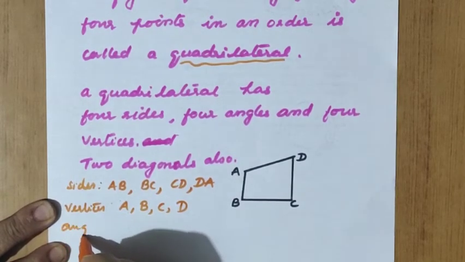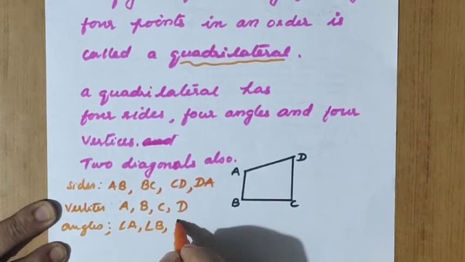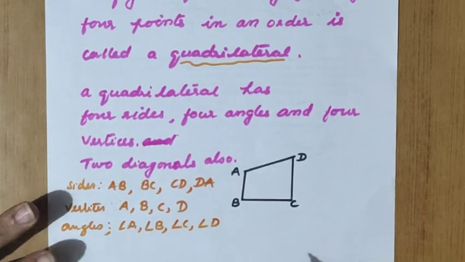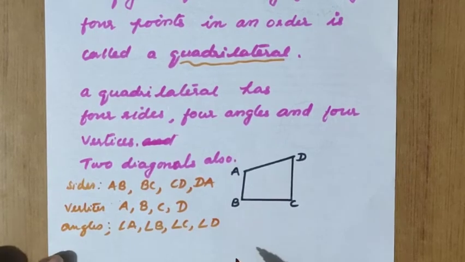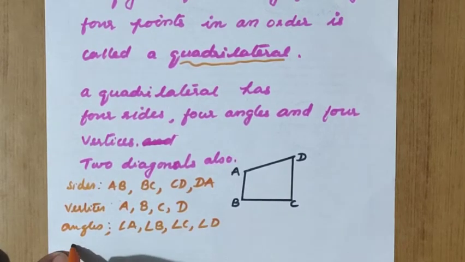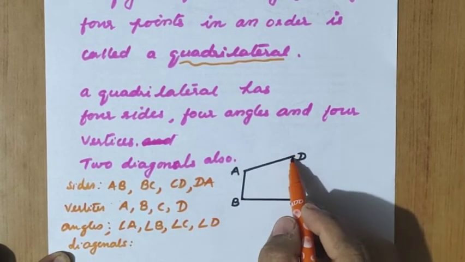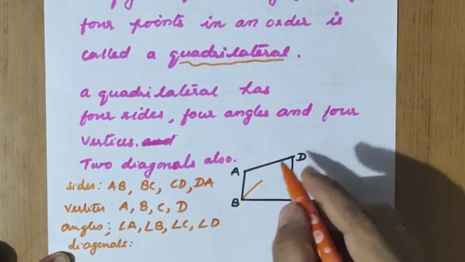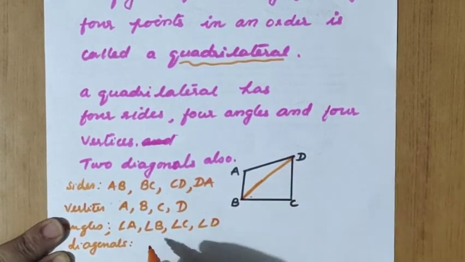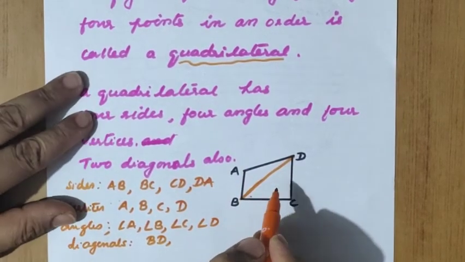Next, angles: angle A, angle B, angle C, angle D also. With 3 letters also we can write, but in a simplified manner we are using angle A, angle B, angle C and angle D only. Now diagonals. Diagonals means what? Opposite vertices should be joined. When we take B, the opposite vertex is D only. So if you join this, BD is called a diagonal. So one diagonal is BD, another diagonal is AC.